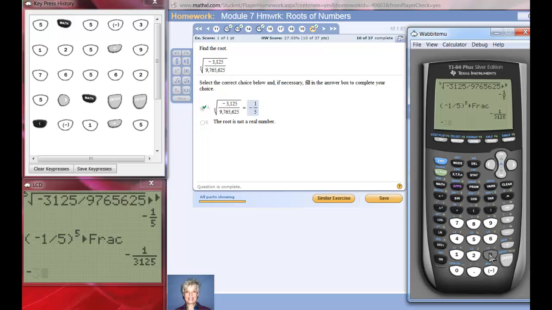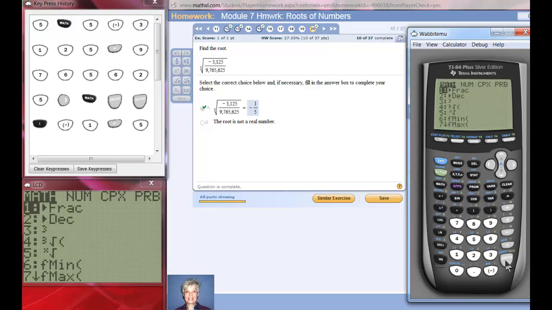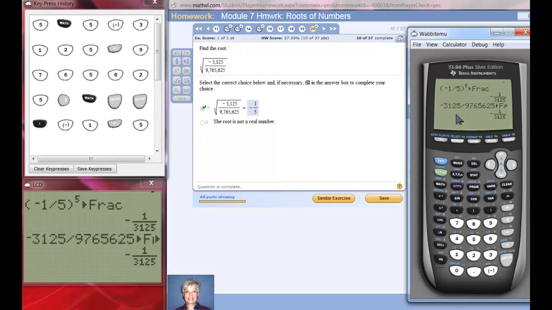Negative 3, 1, 2, 5 over 9, 7, 6, 5, 6, 2, 5. And I am just going to math frac this. Math, enter, enter. Look at that. This simplifies to that. We could have simplified it first and then taken the fifth root. Ain't math wonderful? Okay, that's why that works. Amazing.